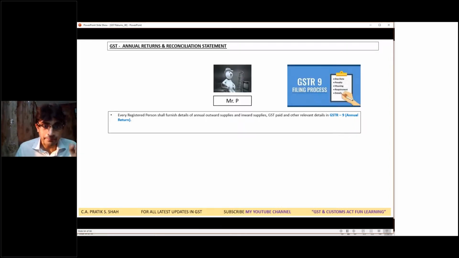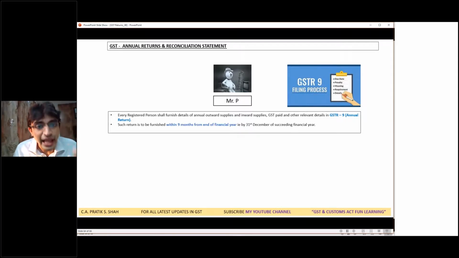What is the due date? Means every month GSTR 1 and 3B also have to be filed. Plus you need to file annual return. Due date is 9 months from the end of the financial year. So suppose financial year is 1920. Due date is 31st of December 2020. GSTR 9. Clear? So these are all the returns which we need to file.